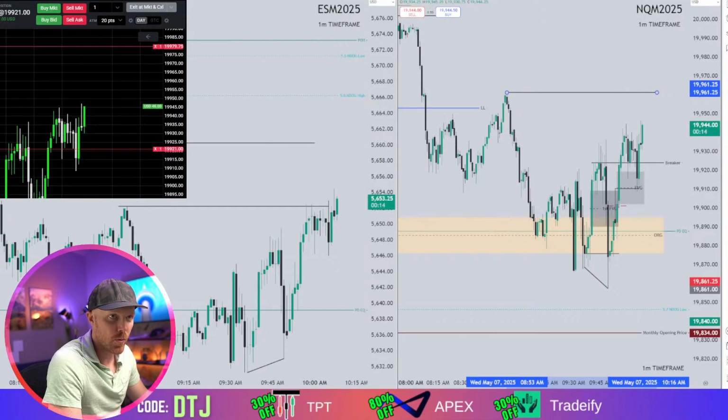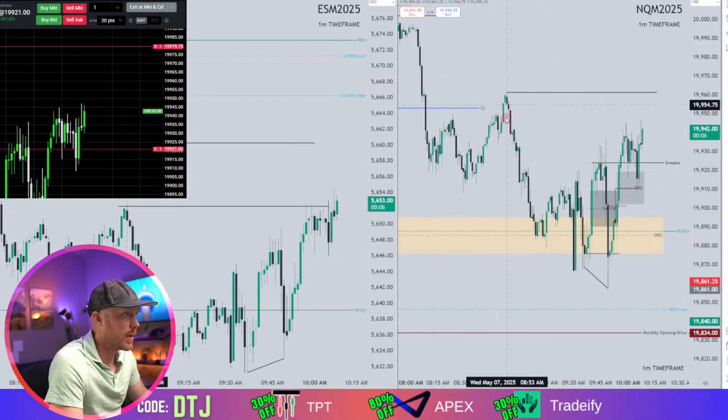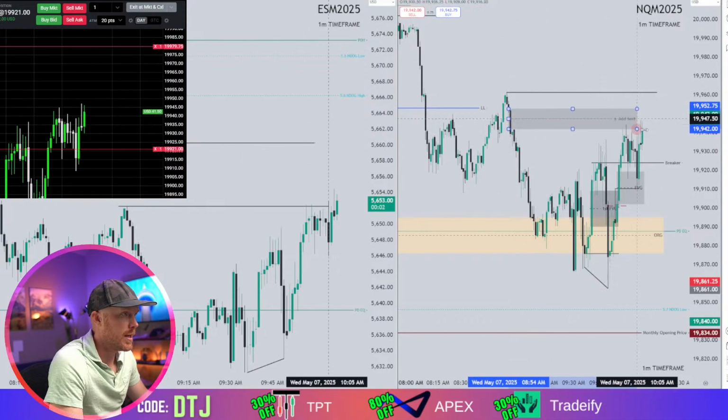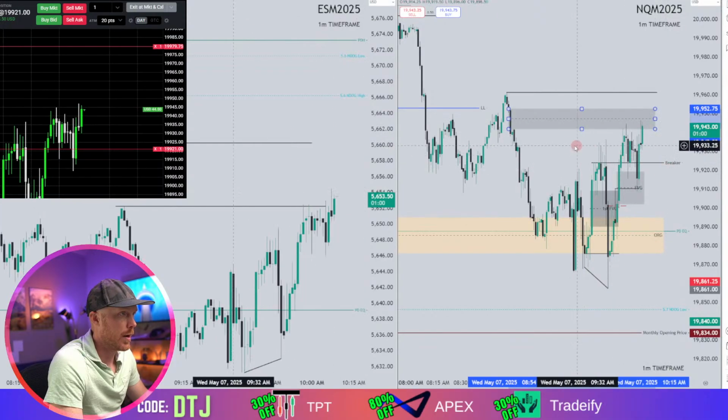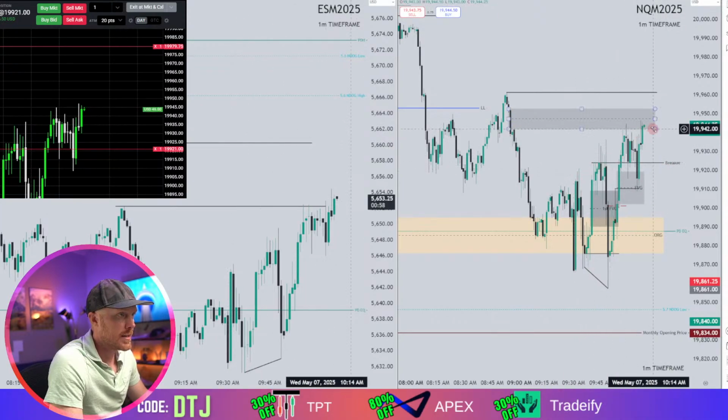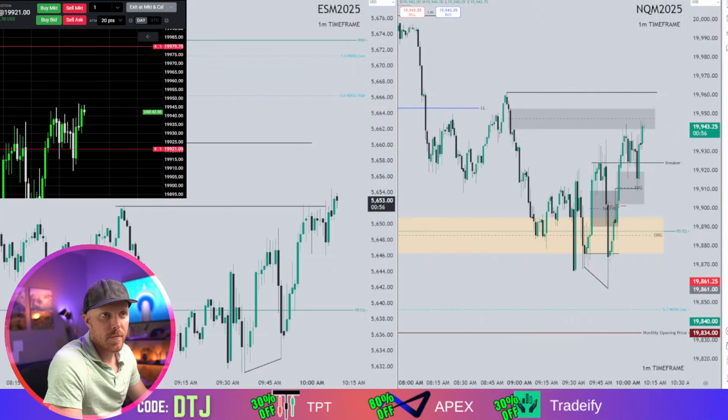I don't like these wicky candles. I need a full-bodied candle that closes above it all. You know what I'm saying? That's what I want. We need to get that. The next thing we need is a close above that fair value gap right here. Okay? That's a decent close higher.